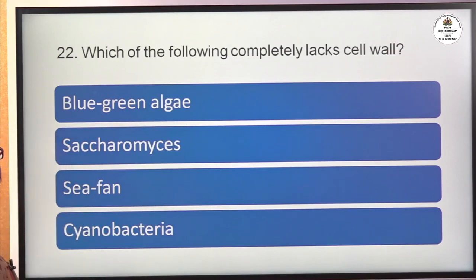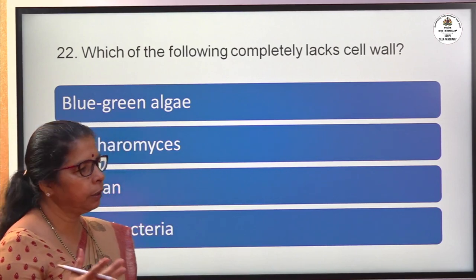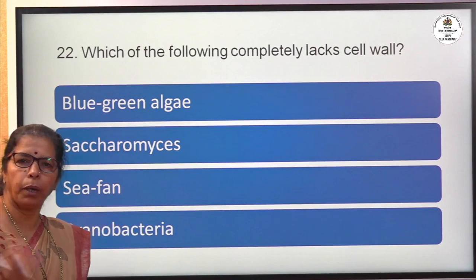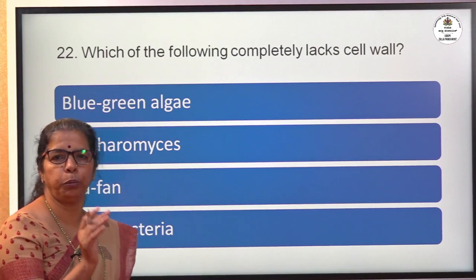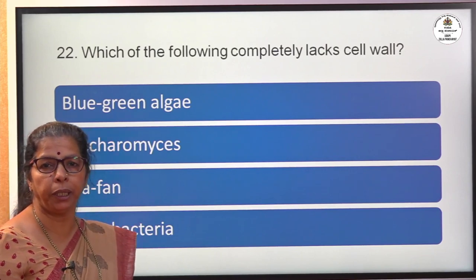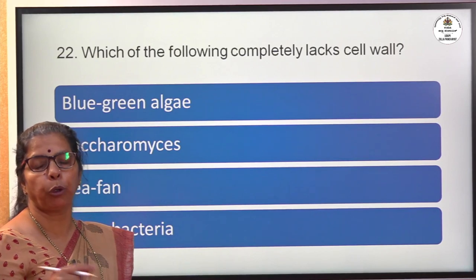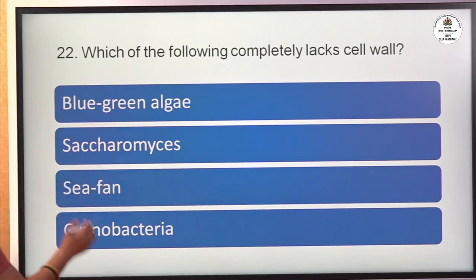Which of the following completely lacks a cell wall? So, all other groups, that means Monera, then Protista, Mycota, Plantae, all the organisms under these groups have a cell wall. In the case of kingdom Animalia and even Protozoa, they do not have a cell wall. So out of these four options, which is an animal?